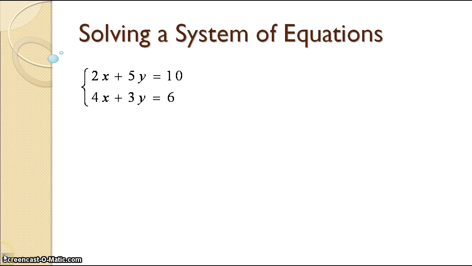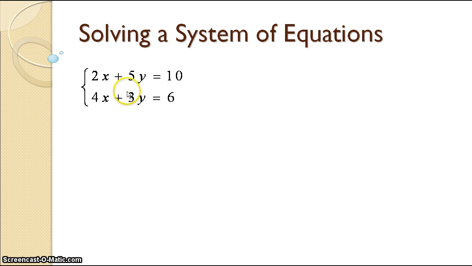Here's a system of equations, and we're going to solve this using the elimination method. So recall, elimination is going to eliminate either the x term or the y term from our system of equations, which will allow us to solve for one of the variables.